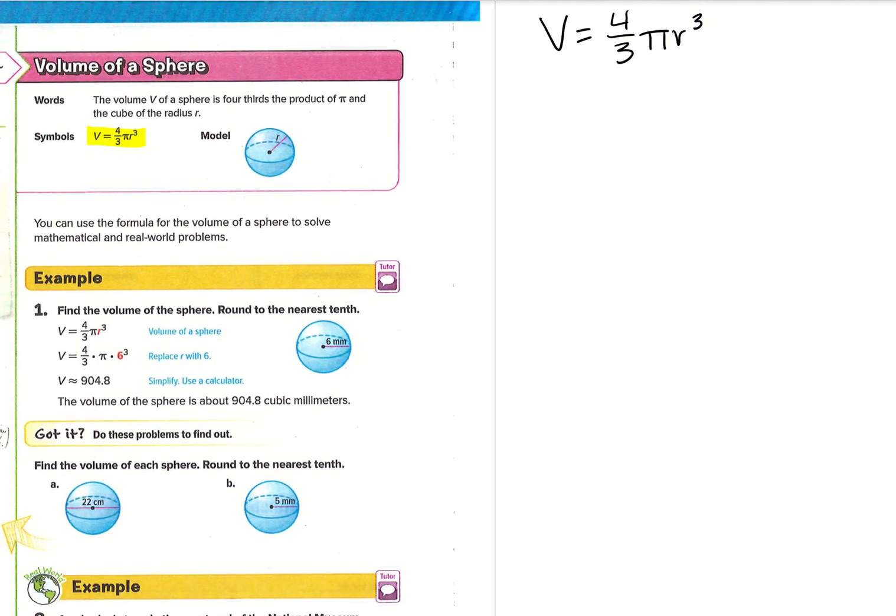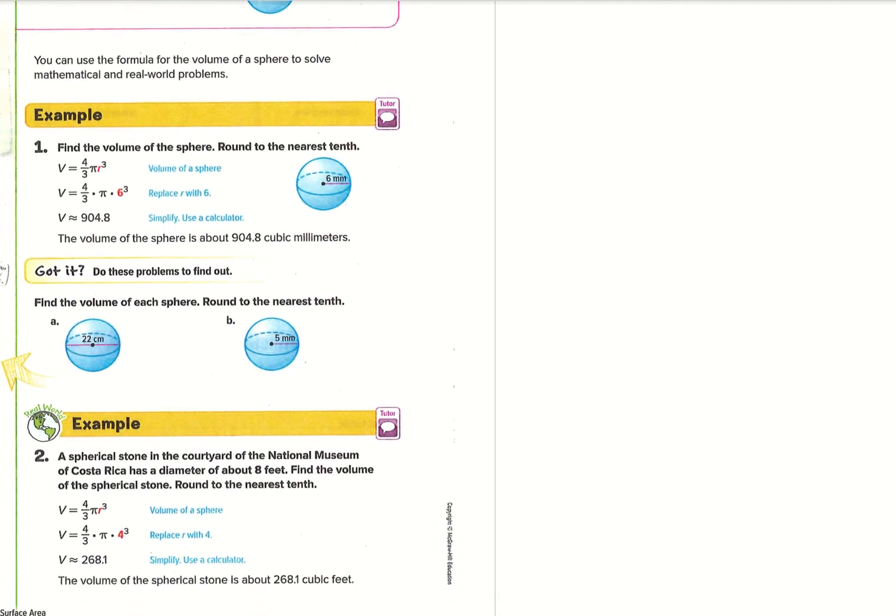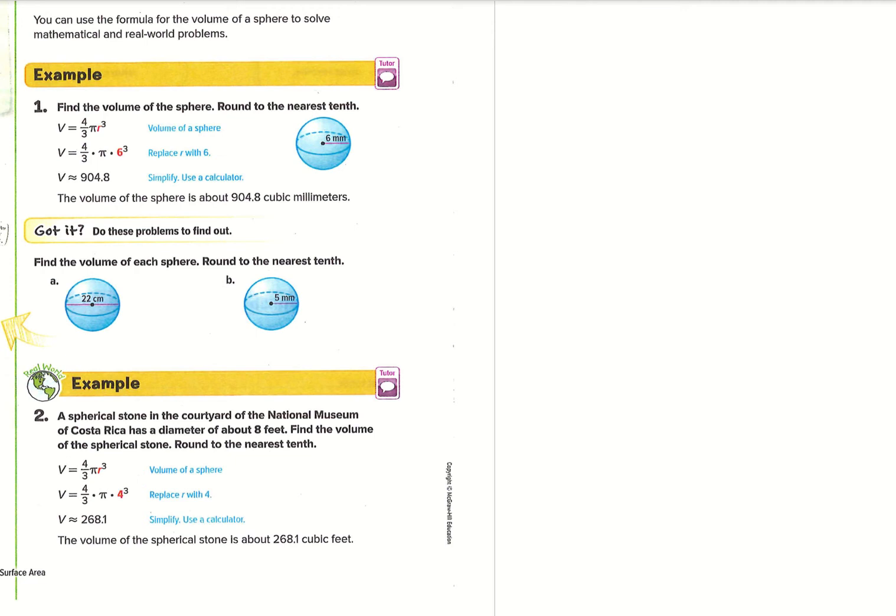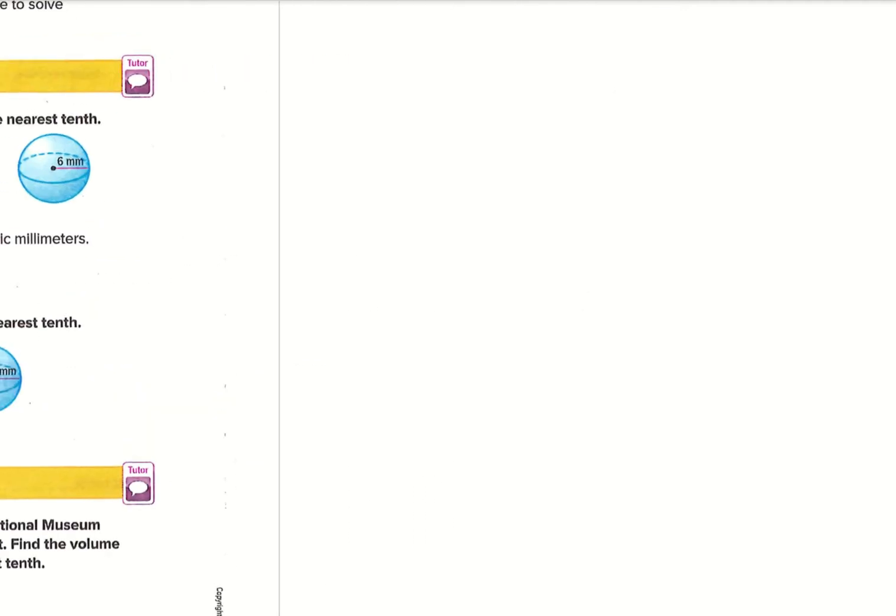If we go ahead and look down at example 1, we have this sphere where we have 6 millimeters for the radius. So I'm going to plug that into our formula. We have V equals 4/3 times pi r to the third power. Then I'm just going to plug in. The radius here is 6.